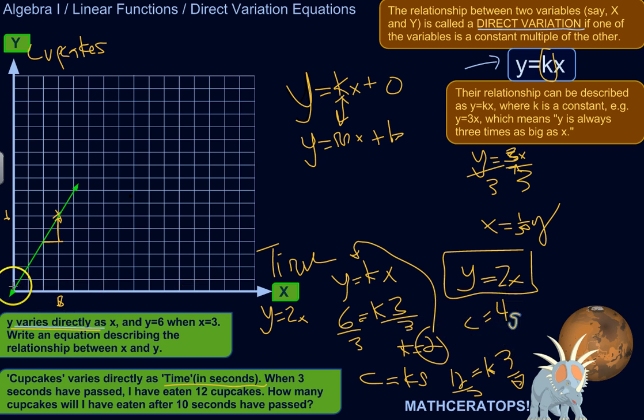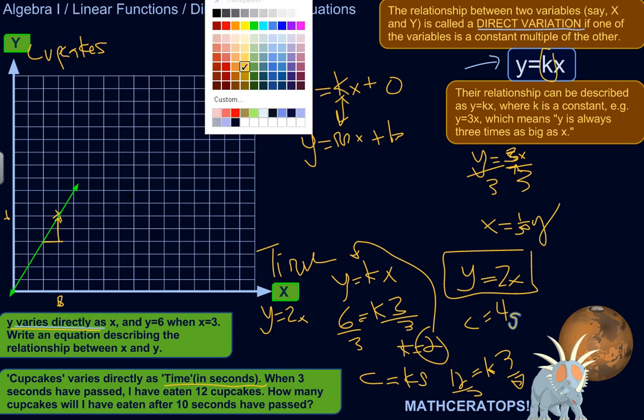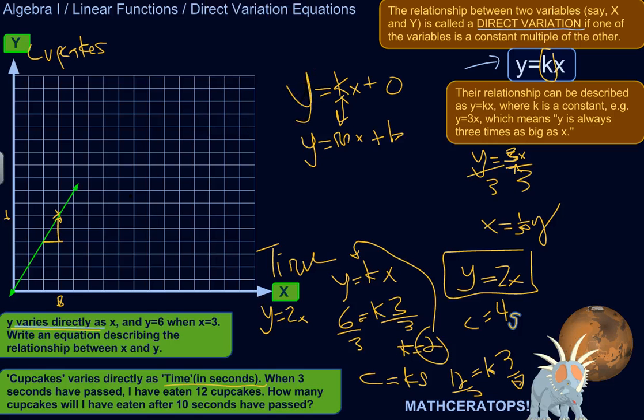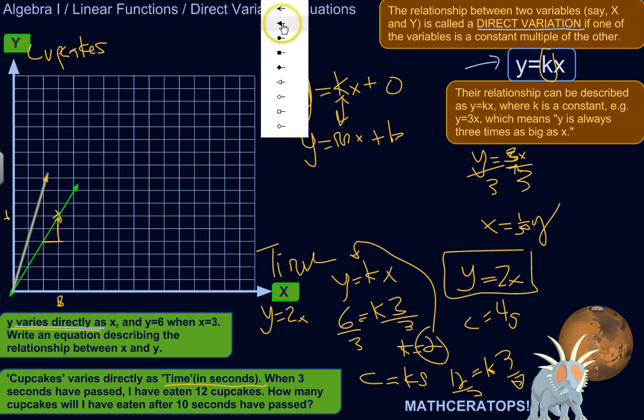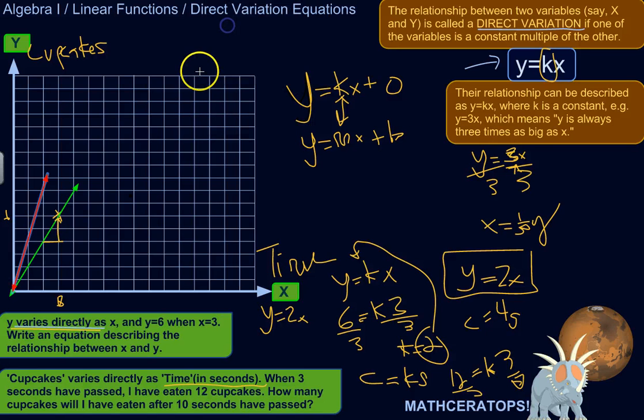So if we were to graph this, our slope would be 4. No, that's 3. Let's see. 1, 2, 3, 4. Yeah, something like that. That's a lot of cupcakes. That's eating a lot. That's probably too much.